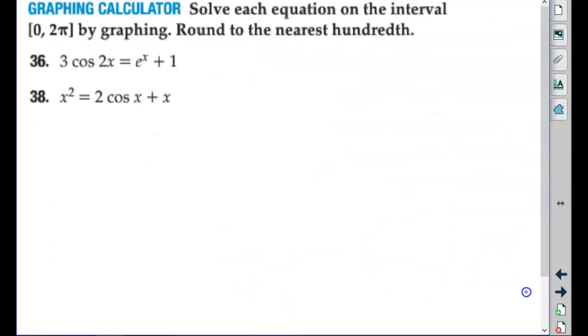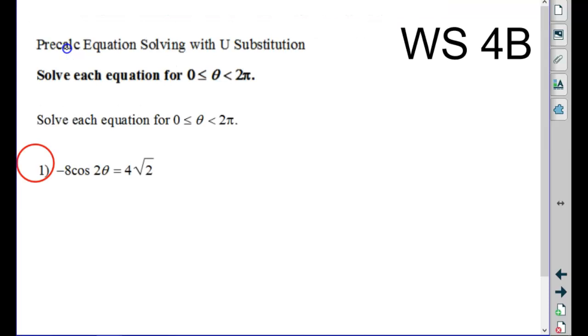So let's try another one. Actually, I'm not going to do these two. These are just graph on your calculator and find your answers between 0 and 2 pi. Can everybody do that? And answer as decimals. Everybody good? All right, go to the back of the worksheet. I'm going to do number 1 with you. The assigned problems are actually not the circled ones on this side.